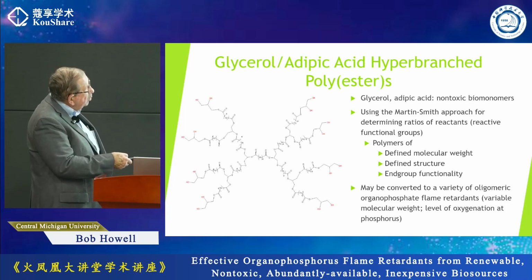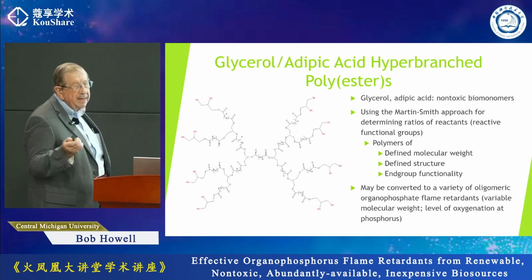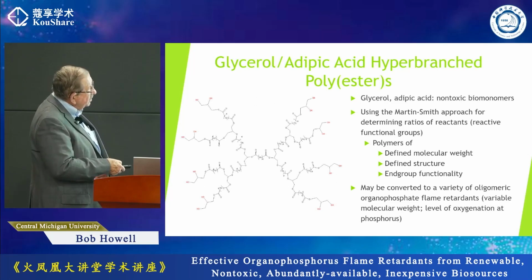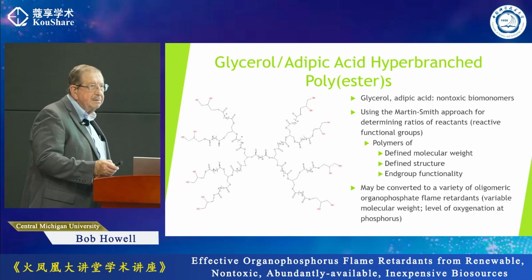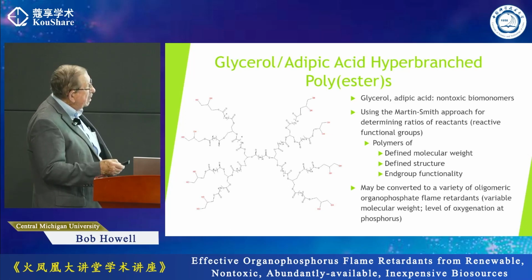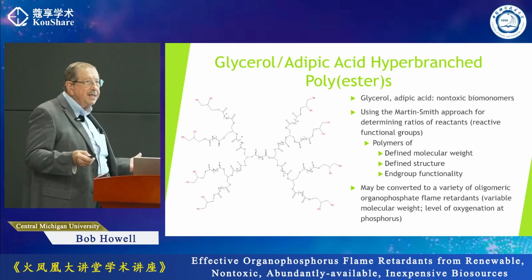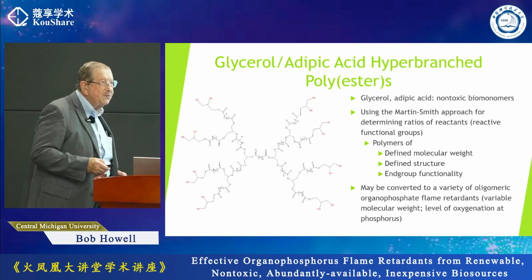And using a new approach, you can make these things with defined molecular weight. So select the molecular weight you want. Make sure you get good compatibility with a polymer. You get defined structure, so the branching is defined, and you get a single end-group functionality. In this case, the hydroxyls are shown, but you could make it with carboxyl as the end-group, and that gives you lots of opportunity to convert to phosphorus compounds. And so you can control not only molecular weight, but the level of oxygenation of phosphorus depending on what you use for esterification.